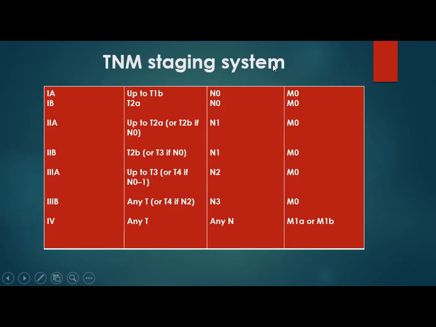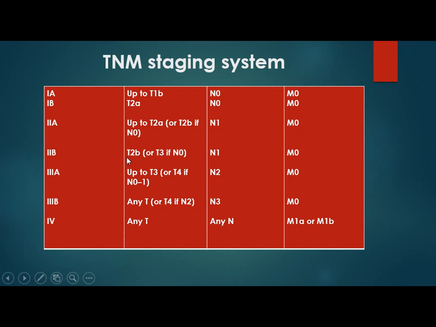We have the TNM staging system. We have 4 stages: stage 1, 2, 3, and 4. Stage 1A is up to T1B, no lymph node, no metastasis. T2A, no lymph node and no metastasis. Stage 2A is up to T2A if there is lymph node N1, or T2B if no lymph node, no metastasis.